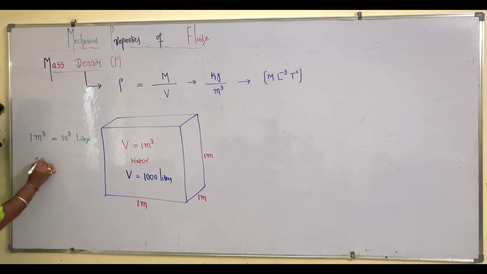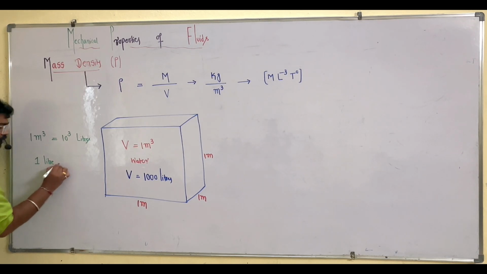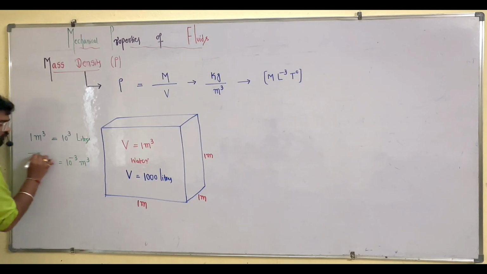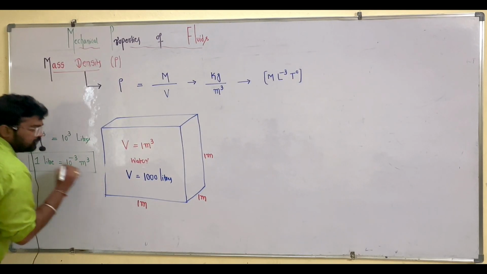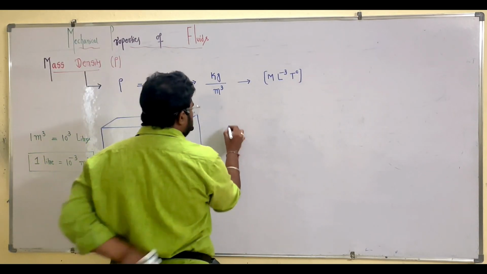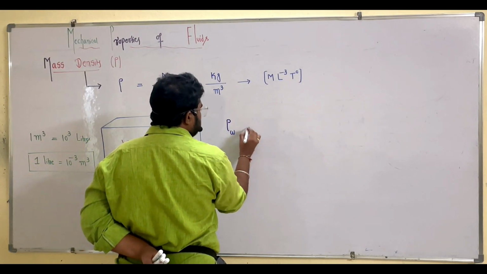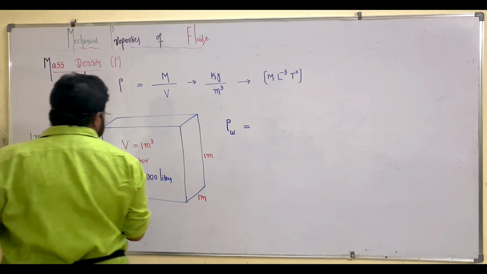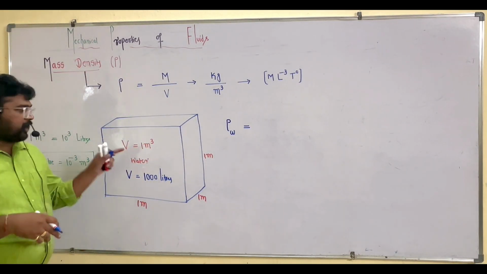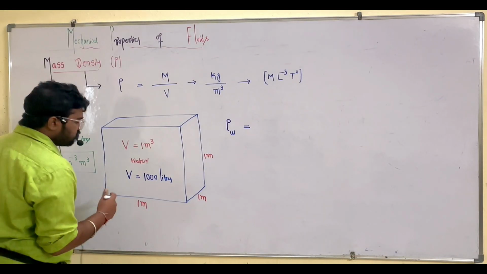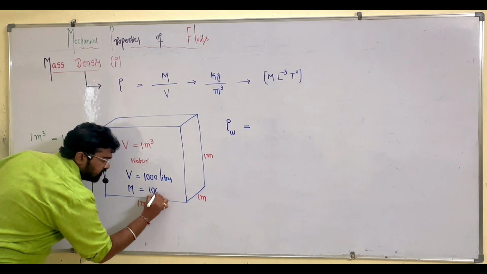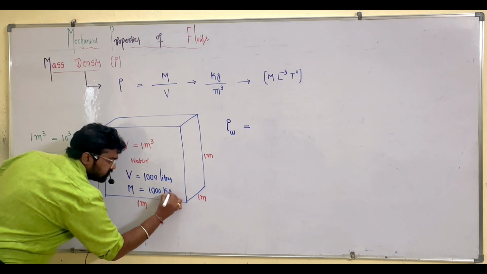1 liter equal to how much? 10 power minus 3 meter cube. So now, how to calculate the density of the water? How much mass of water can you pour into 1 meter cube volume? What is the mass of the water? Tell me. 1000 kg.